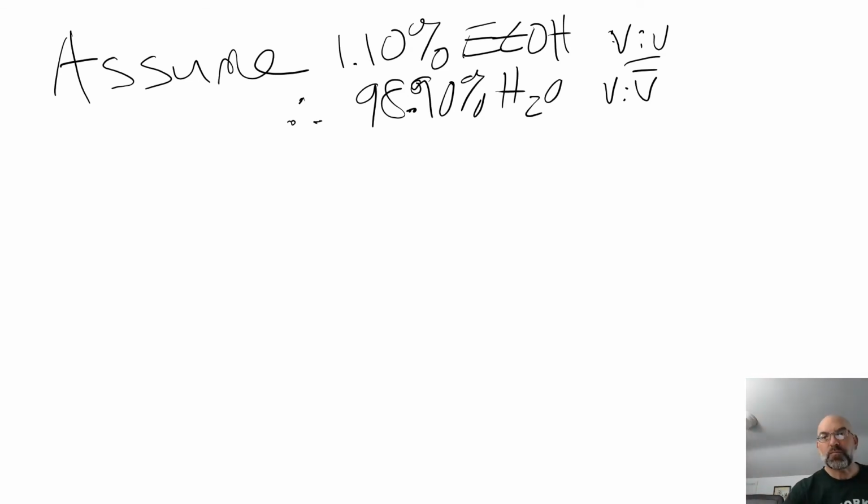If you assume an ideal solution, this would be true. You would simply do the subtraction, 100 minus 1.10, and hopefully I did that math right. I think I did.